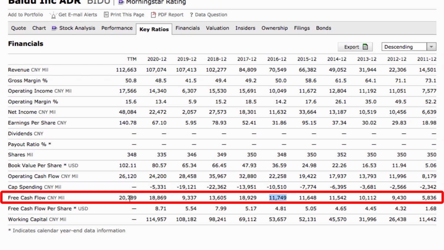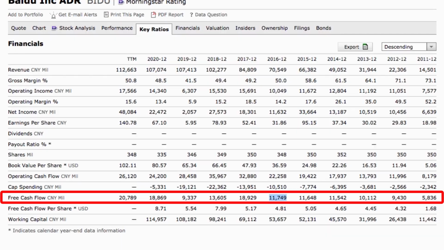Potentially the trailing 12 months is even higher, a little bit more. So it has been growing, although inconsistent. It is bigger the last year or so, but that could be pandemic related. So I don't want to give too much credit to the free cash flow growth here.